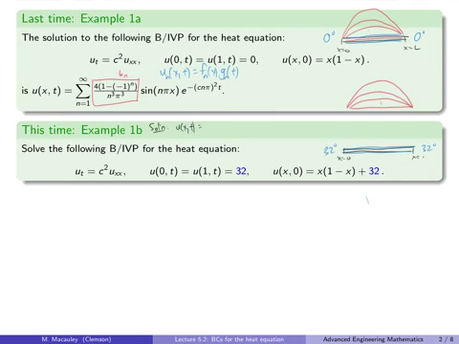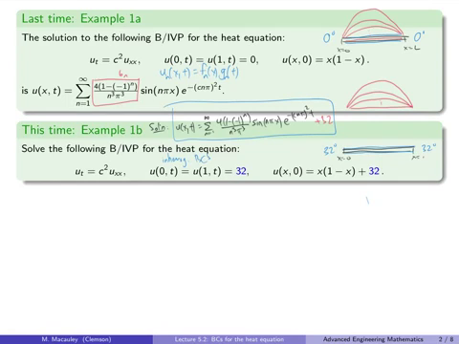example 1a. So that's the infinite sum of 4 times 1 minus negative 1 to the n over n cubed pi cubed, sine of n pi x, e to the minus c n pi quantity squared t, plus 32. So let me box this. And these boundary conditions, because they are non-zero, they are often called inhomogeneous boundary conditions. So I'm going to write that down.